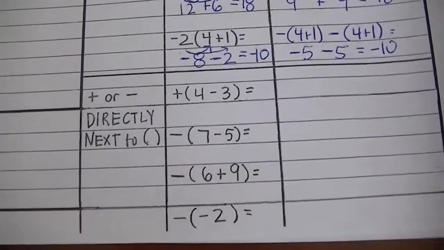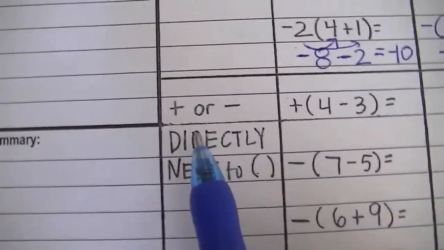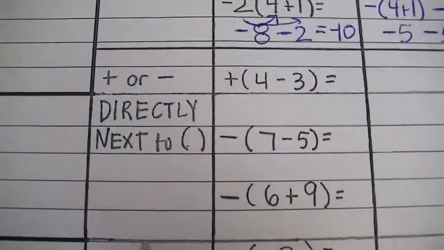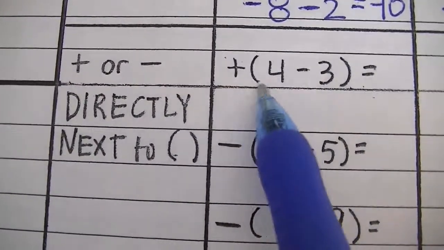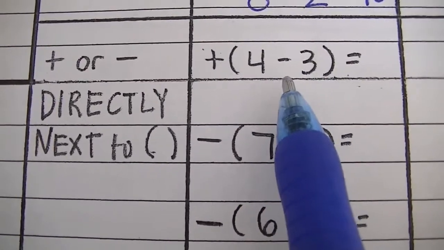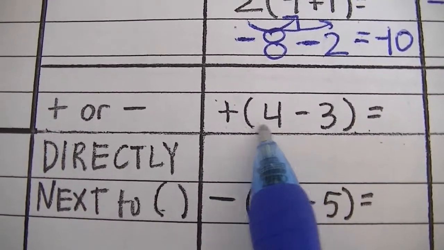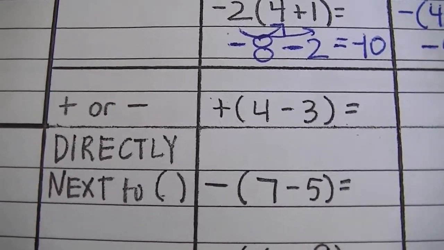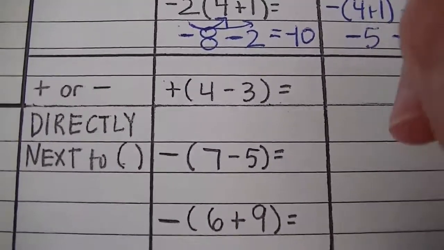All right, this last way that I'm going to show you that represents multiplication is if there's a positive symbol or a negative symbol directly next to the parentheses. That means multiply, okay? So if you see a plus right outside a parentheses with a quantity inside, you need to multiply that positive symbol by everything inside that parentheses, okay? That's the distributive property. So let me go ahead and show you what that would look like. And I'm going to draw my arrows because that helps me.